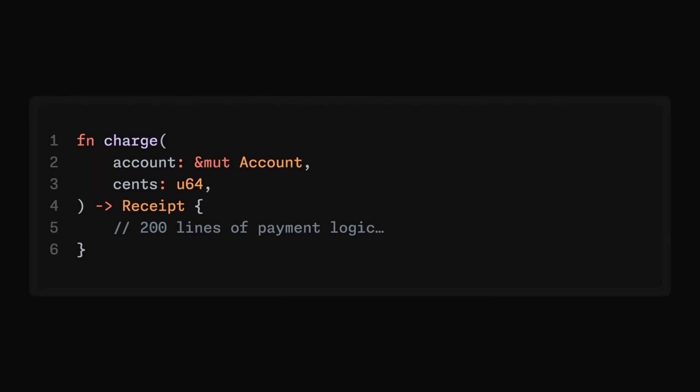Here's a payment function called charge. A typed language like Java lets you express the kinds of values going in and the kind of value coming out. Most typed languages stop here, but Rust goes one step further. The ampersand mut here means charge needs exclusive access to the account. Nobody else is allowed to touch that account while charge runs.